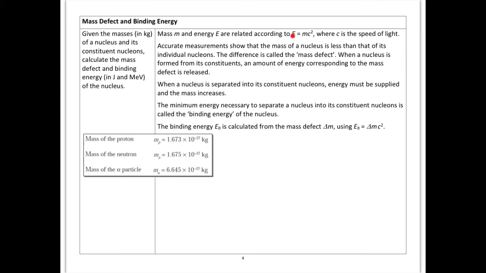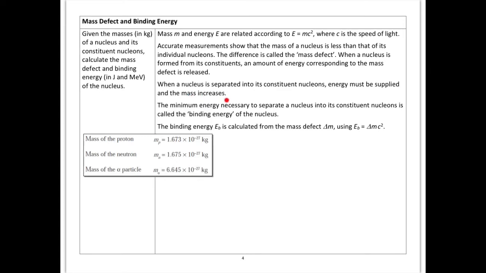But this relationship lets us work out how energy can get converted into matter or mass, or how mass or matter can get destroyed, if you like, and turned into energy. And there's some really important implications of this. So, accurate measurements show the mass of a nucleus is less than that of its individual nucleons. The difference is called the mass defect. When a nucleus is formed from its constituents, that's the protons and neutrons, an amount of energy corresponding to the mass defect is released.